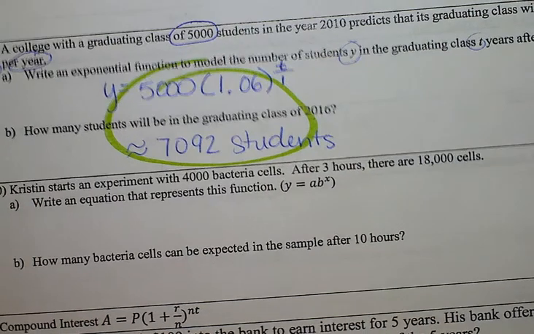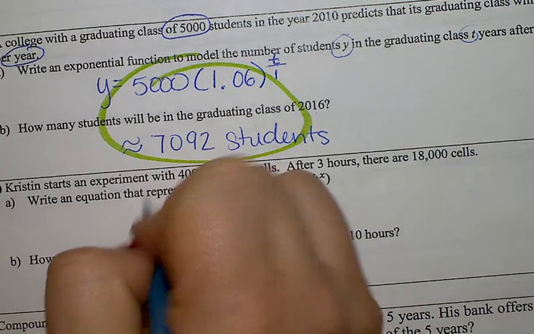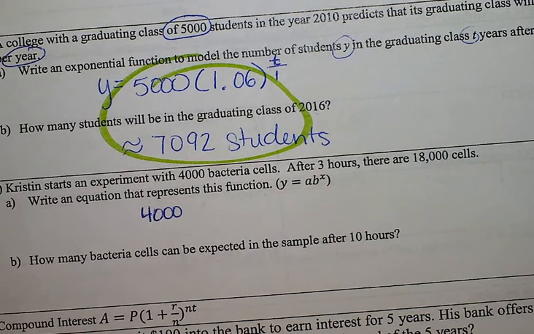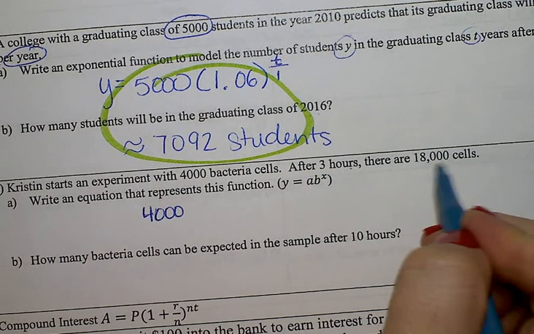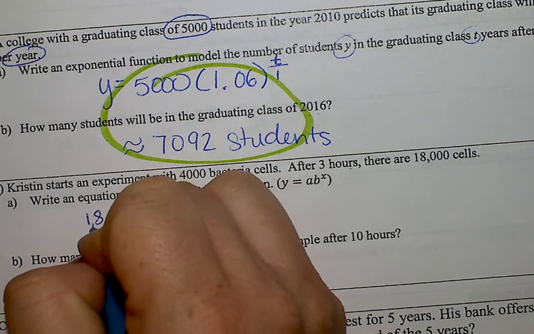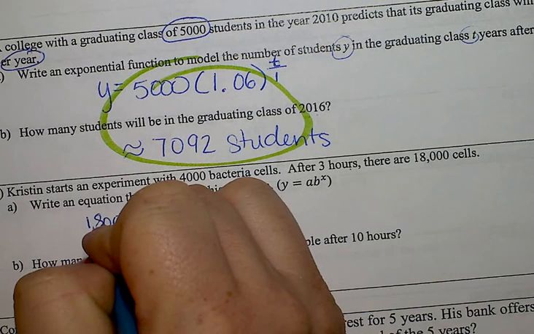Now 20 is tricky. You have to work hard just to come up with the equation, and then we're going to go backwards. Don't try to work hard this time. It says that we start with how many bacteria cells? They already tell us this is 4,000. That initial value is 4,000. It says after 3 hours, there's this many left over. So this is your final amount. Oh, 18,000, my fault. 18,000.